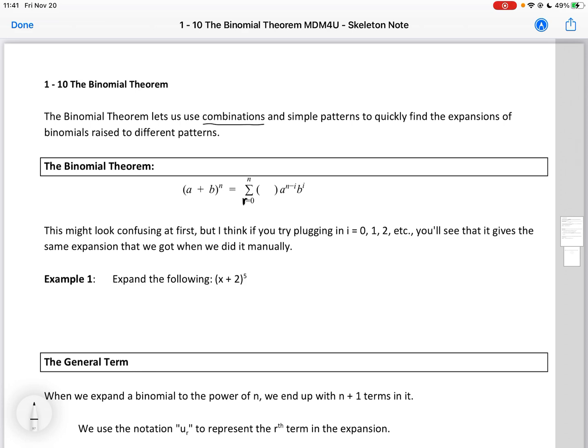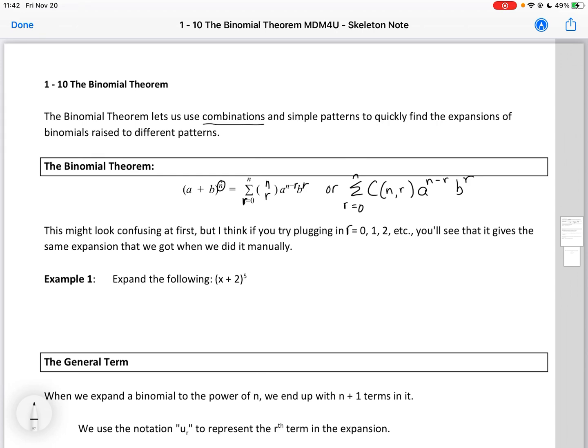from r equals 0 to n of n choose r, a to the n minus r times b to the r. We can also write this as the sum of r equals 0 to n of n choose r, a to the n minus r, b to the r. All that sum notation means is that you're adding up all the possibilities going all the way from r equals 0 to whatever the exponent on your binomial is.